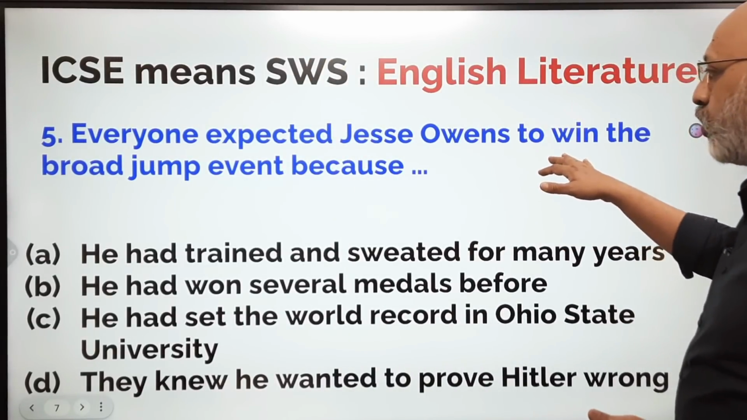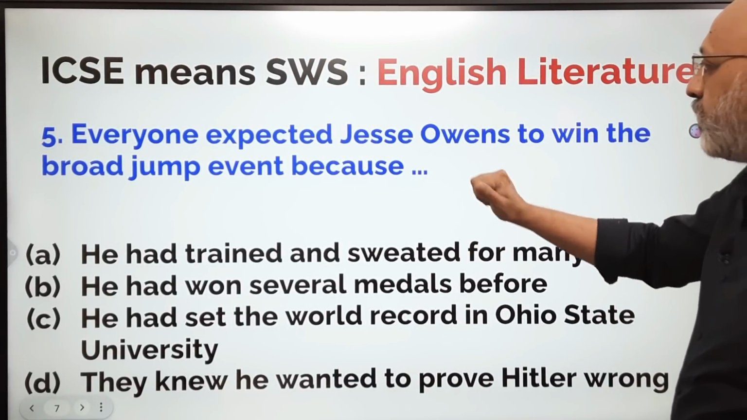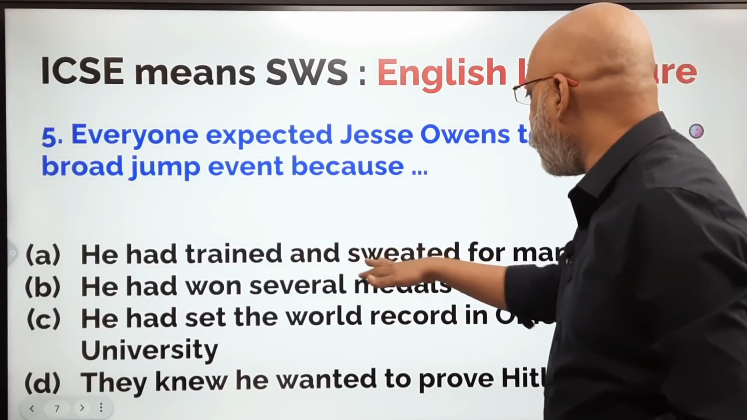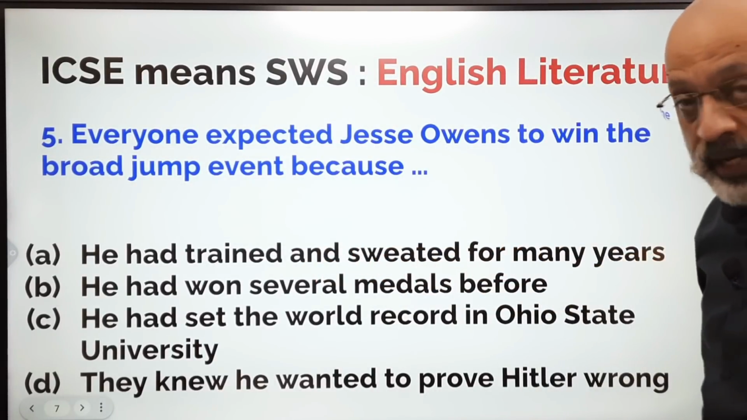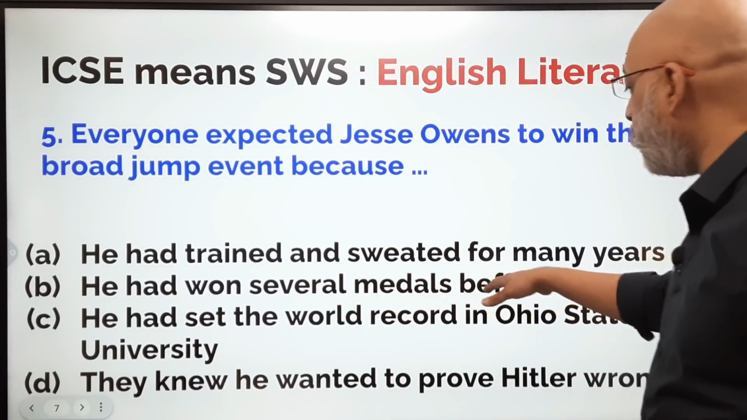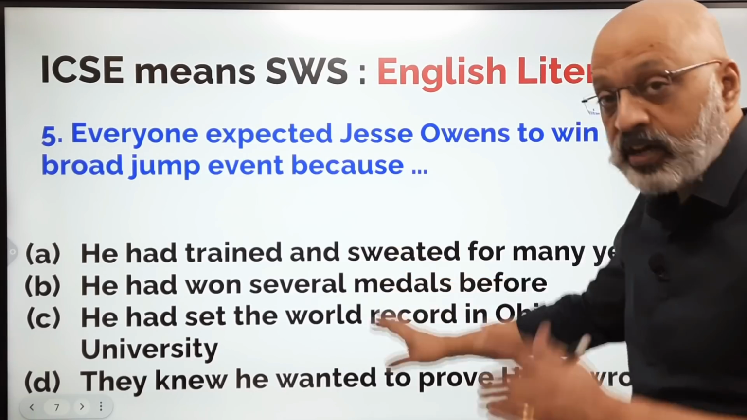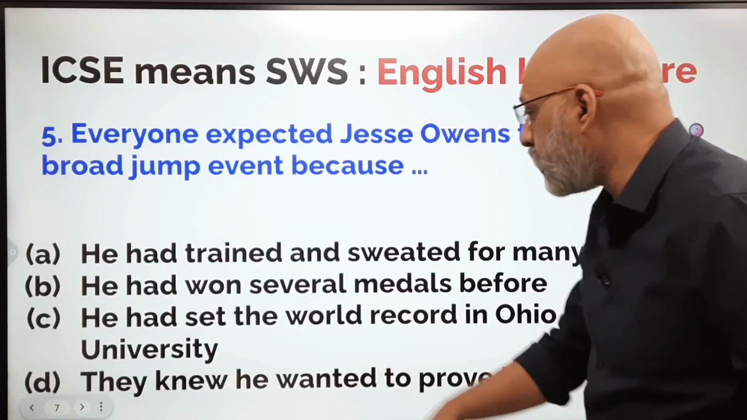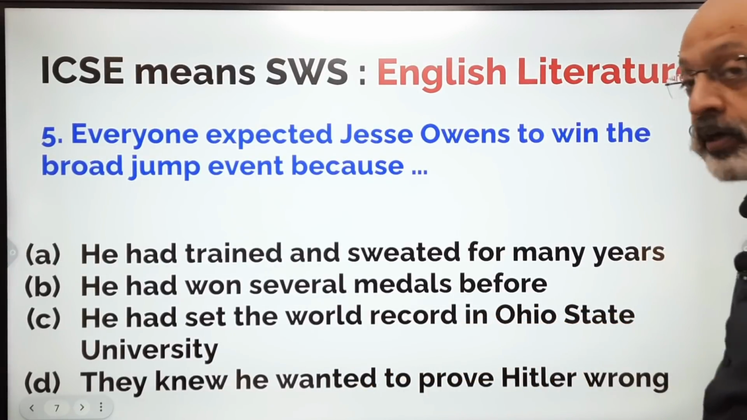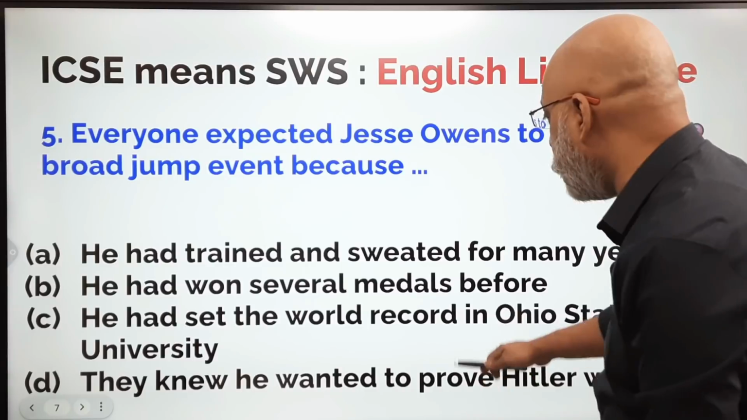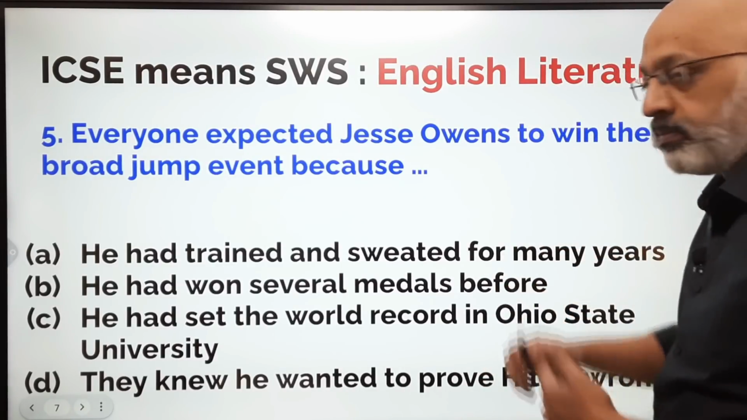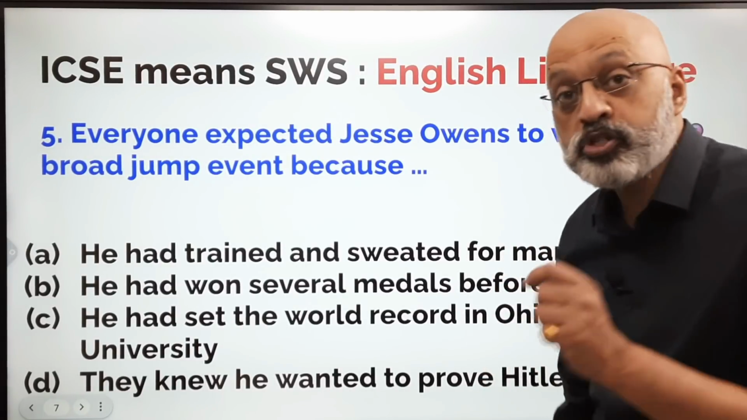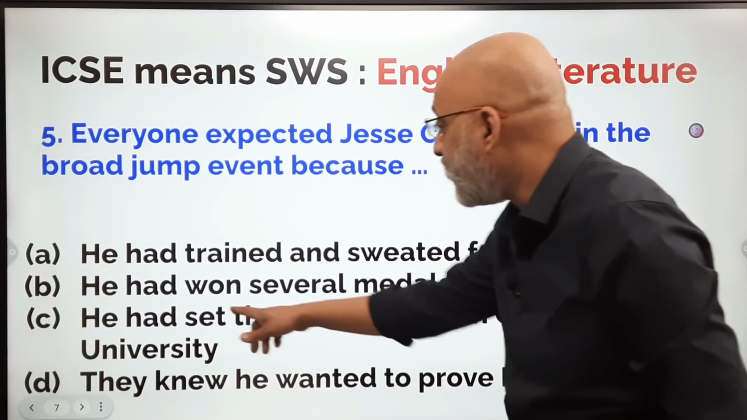Everyone expected Jesse Owens to win the broad jump event because he had trained and sweated for so many years. He had won several medals before. All these are facts. He had set the world record in Ohio State University. They knew he wanted to prove Hitler wrong. Now you may get confused between D, C and A. But the correct answer, the most appropriate option is C.